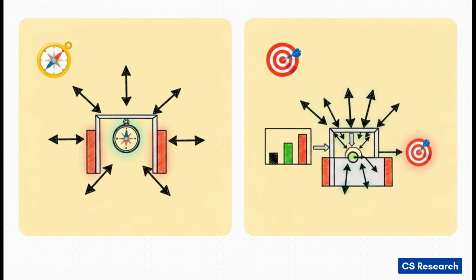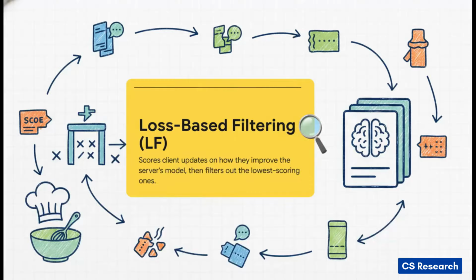But the much more powerful method is the loss-based filter, or what I like to call the impact score. In machine learning, loss is just a number that tells you how wrong the model is, so lower is better. This filter actually scores each update on whether it really makes the model better on the server's own private data. And this loss-based filtering, this is the absolute key to ROFSL's success.